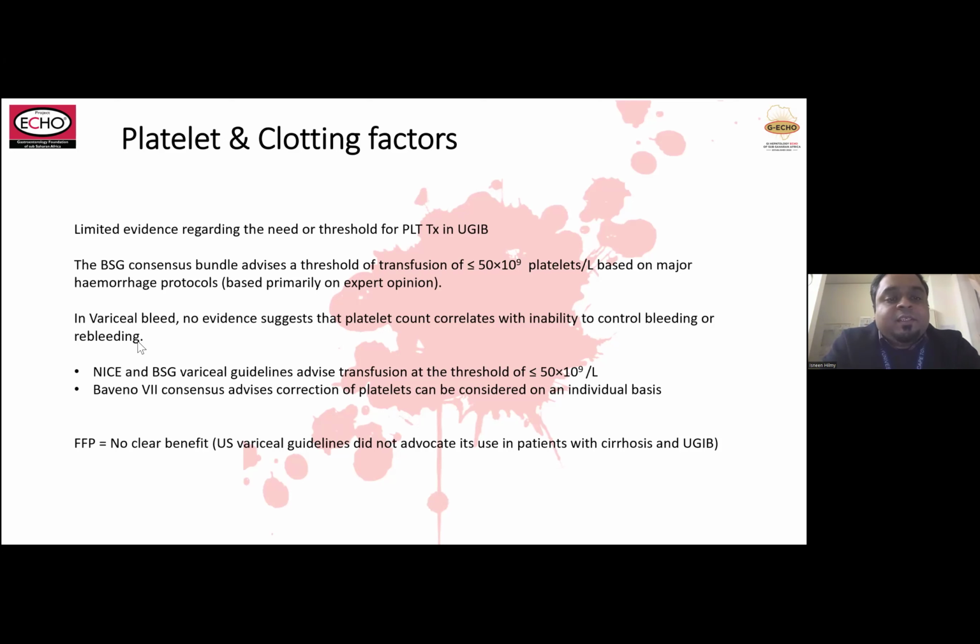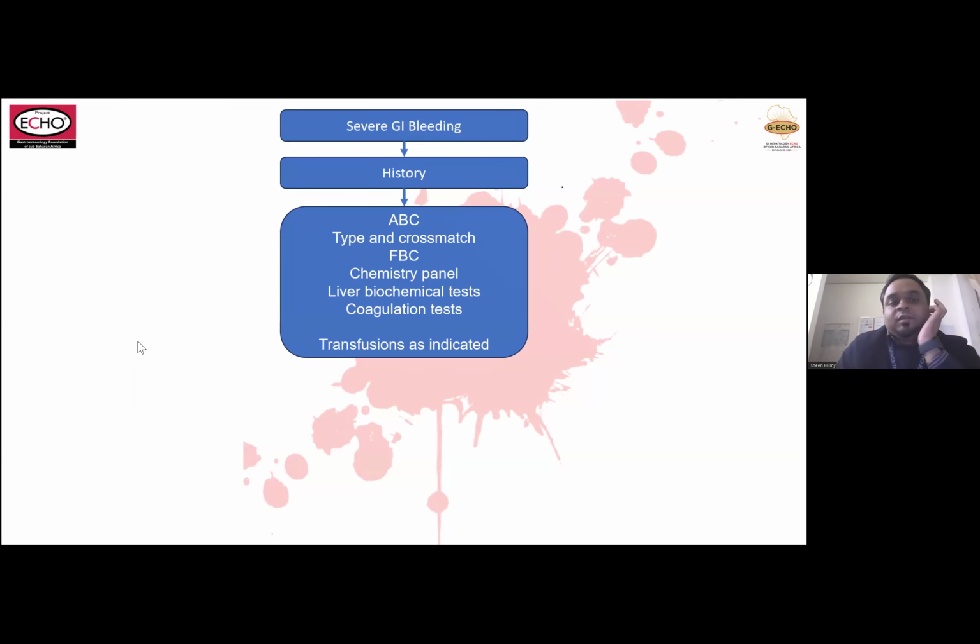So if you look at the NICE and BSG variceal guidelines, they advise a transfusion threshold of less than 50, and the Baveno 7 consensus advises that correction of platelets can be considered on an individual basis. And regarding FFP, there's no clear benefit. And the US variceal guideline did not advocate for its use in patients with cirrhosis and even upper GI bleed.